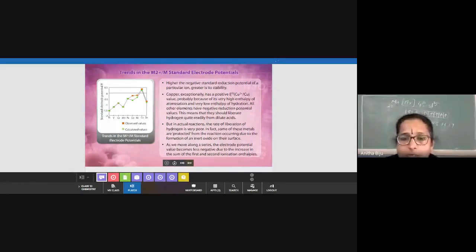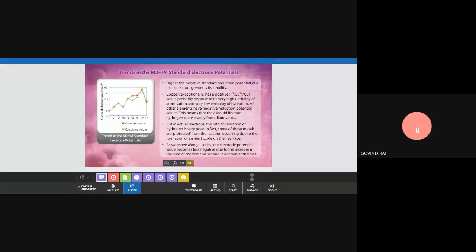Is the slide visible to you? You will have to speak because the chat box is not visible. Okay.